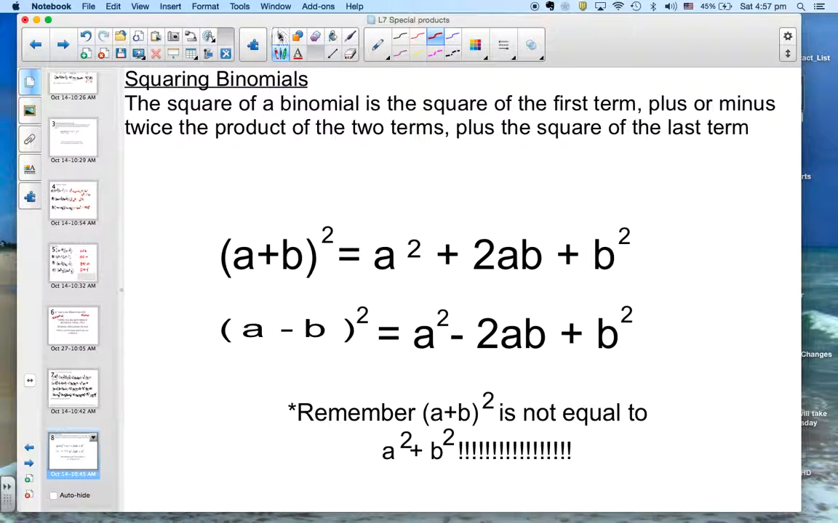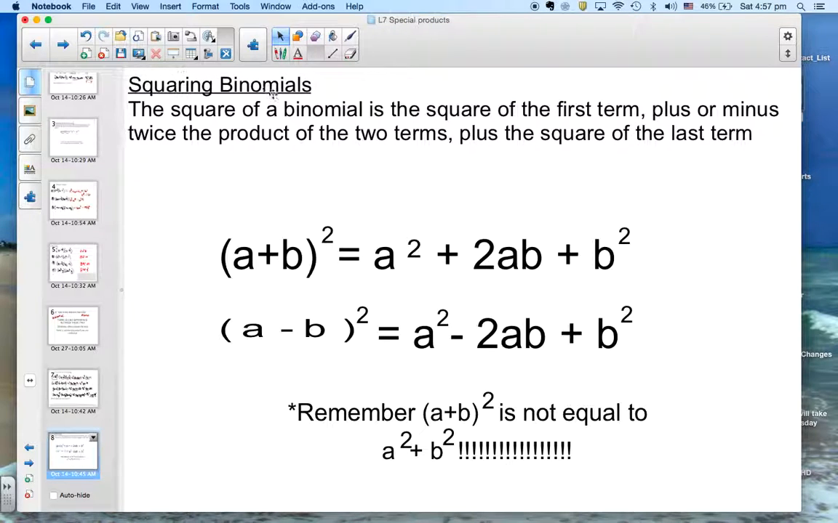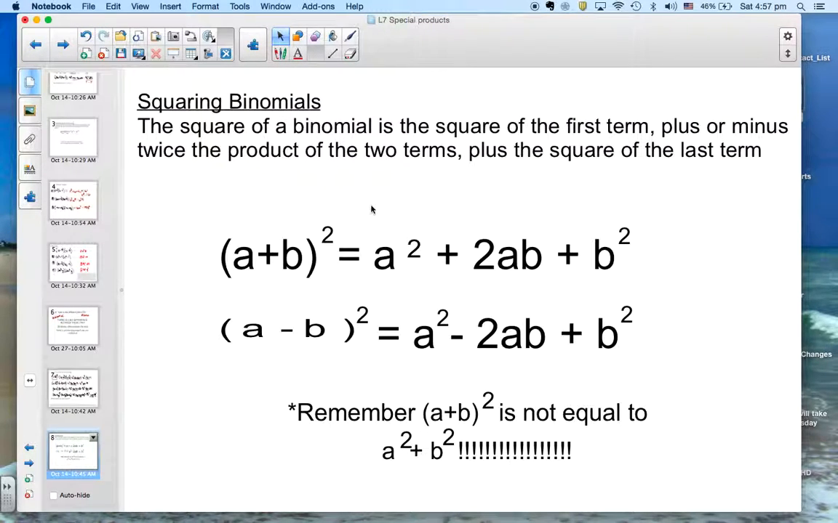So this special pattern is called squaring binomials. And when we square binomials, we are taking a squared plus 2 times a times b plus b squared if it's a sum. If it's a difference, we're actually doing a squared minus 2ab plus b squared. So these are two patterns and rules that are also useful to know and useful to use. And as you practice, I want you to begin to notice and understand how they work.